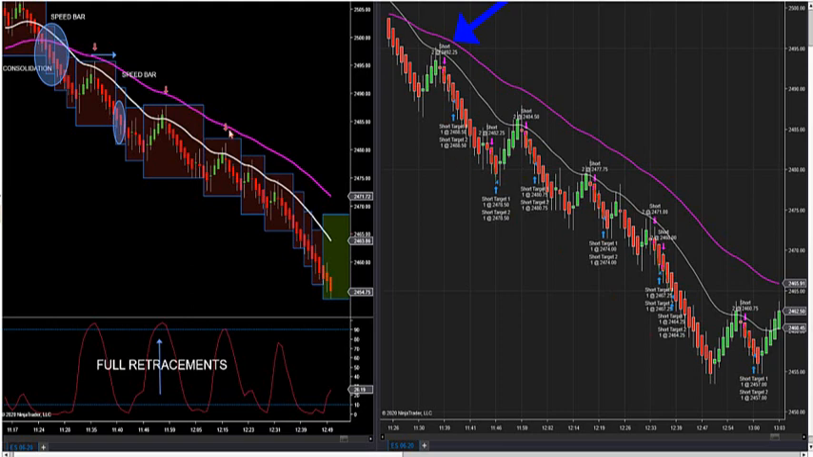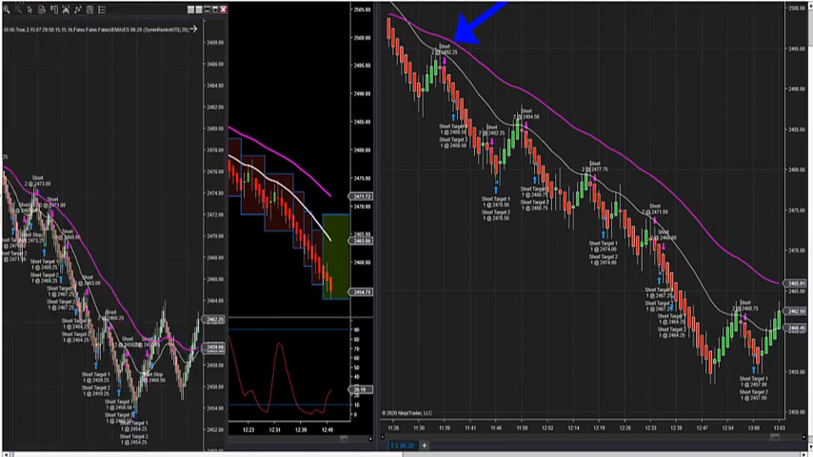And that way you can get a feel for how it works with the 9 against the 9, the 5 against the 5. So my point is that I have it programmed to take all retracements. Now I'm going to show you in a second how we can narrow the trade down even further.